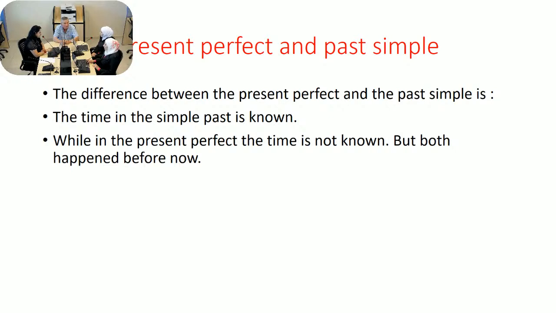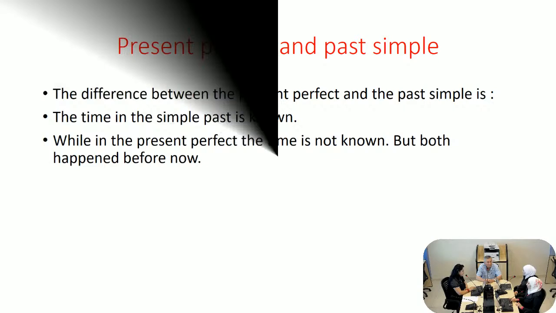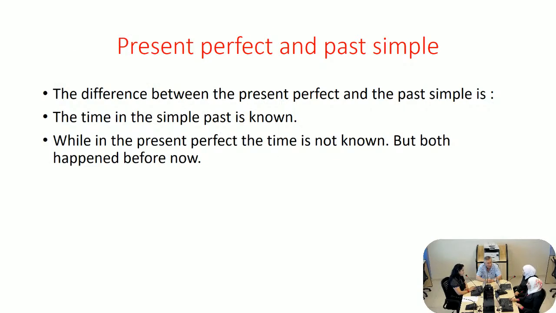The difference between these two tenses is a slight difference, which is the time. The time in the past simple is known, while in the present perfect, the time is not known. But what is mutual is that both actions happened before now.